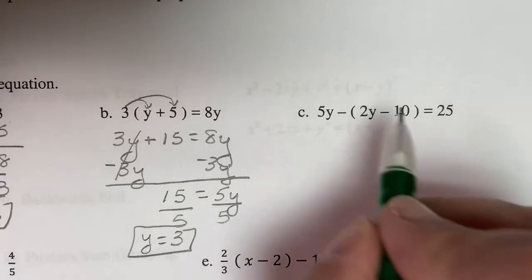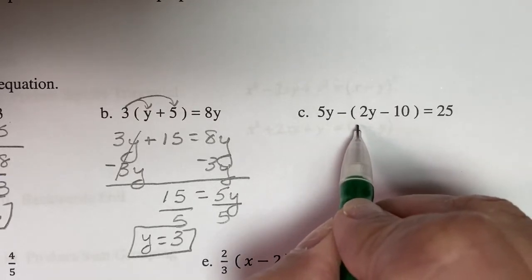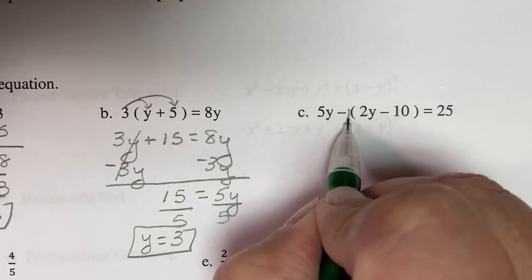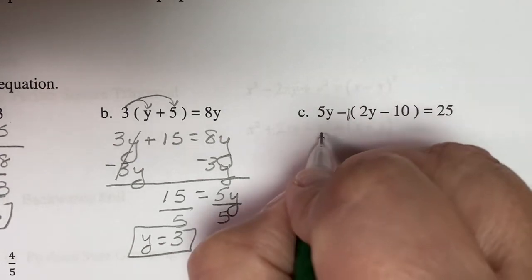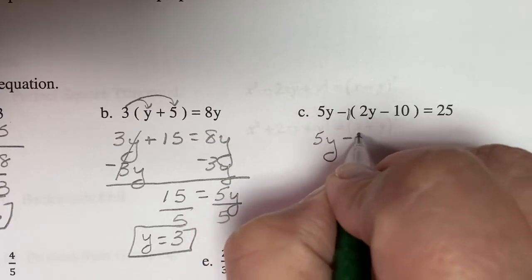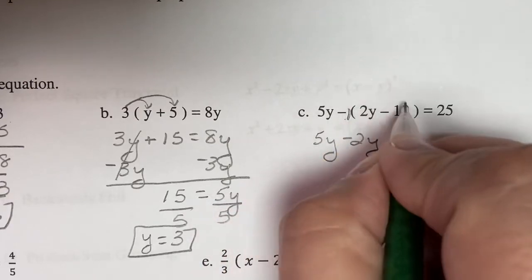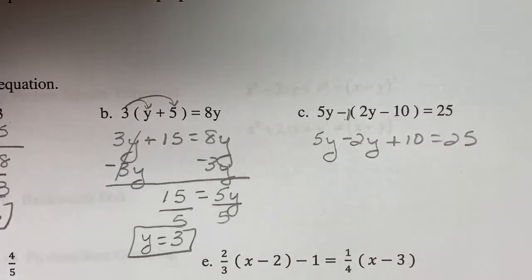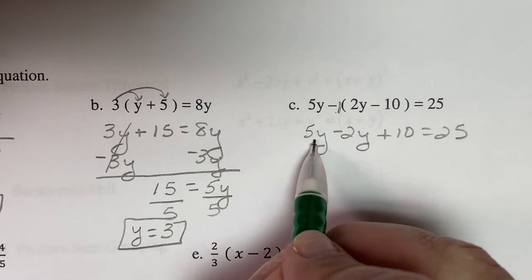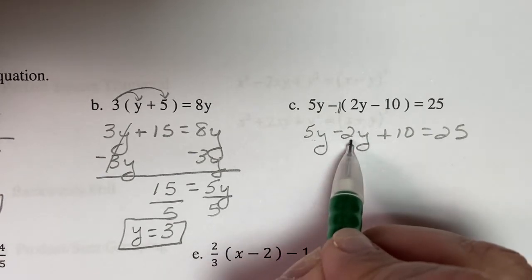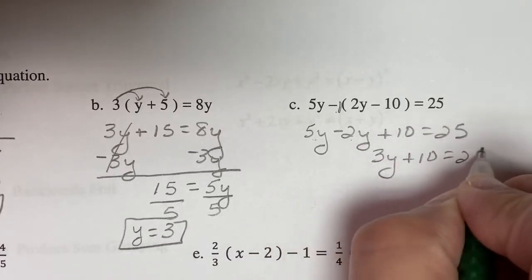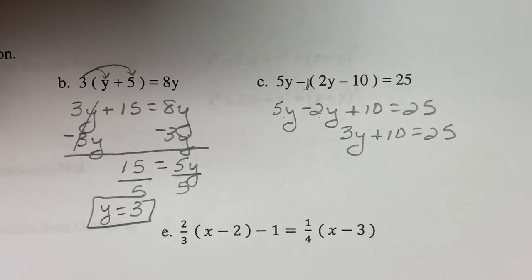If we go to C, you can see again we have parentheses, so we need to get rid of those by distributing, remembering that there's really a negative 1 in front of that set of parentheses. So we'll have 5y minus 2y. Now be careful, negative 1 times negative 10 is plus 10, equal to 25. Now you can see we do have some like terms that we can combine on the left-hand side. So we have 5y minus 2y is 3y plus 10 equals 25.